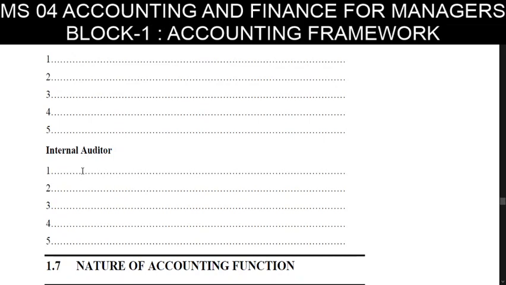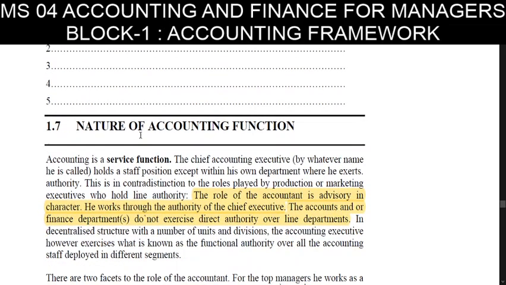Internal auditor, he maintains control over the activities of the bookkeeping. Not maintains control, I'm sorry. He verifies the entries, day-to-day entries, whether they are in accordance with the accounting principles or not, whether the budgets are maintained or not, how much is the cost, whether the budgets are exceeded or not. All these things will be cross-checked by the internal auditor.